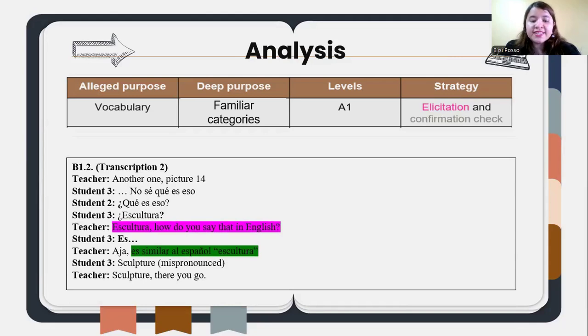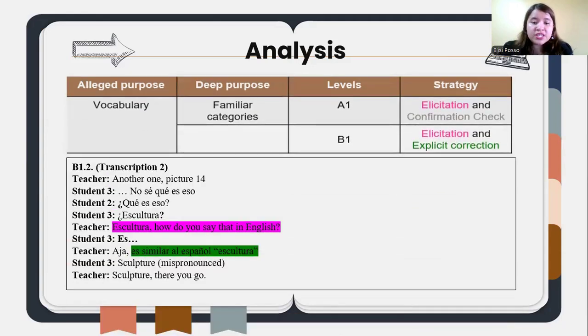Okay. In the second sample, the B1 level learners are analyzing different forms of art, but they encountered difficulty in expressing escultura in English. So then they ask the teacher for help. The teacher takes advantage of the cognates shared by Spanish and English, as both sculpture and escultura come from the Latin root escultura. However, she also needs to clarify pronunciation to avoid negative transfer.